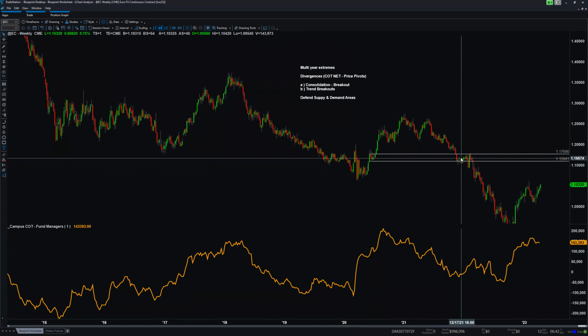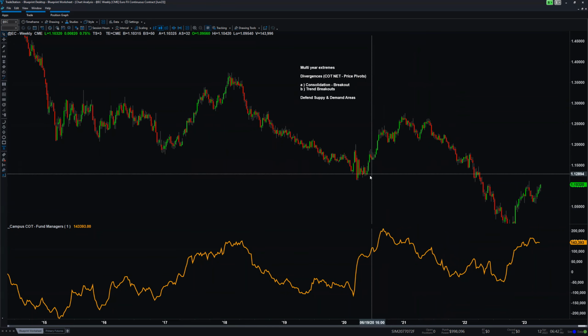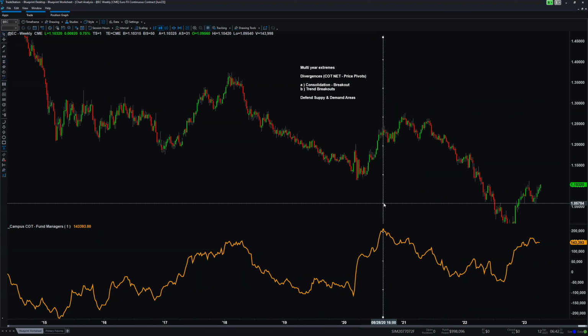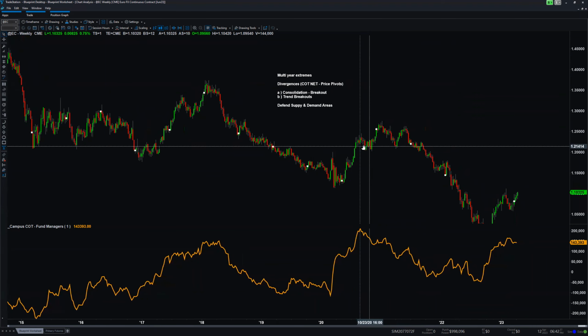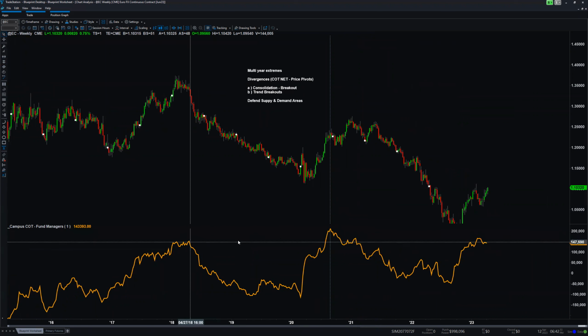Then as price comes back into this quality demand, you may say, well, let's buy this again, right? Well, you're missing the point, because at that time, again, things may have changed. So we need to track the non-commercials again. And here again, they are at a multi-year high. They're higher than they are here.